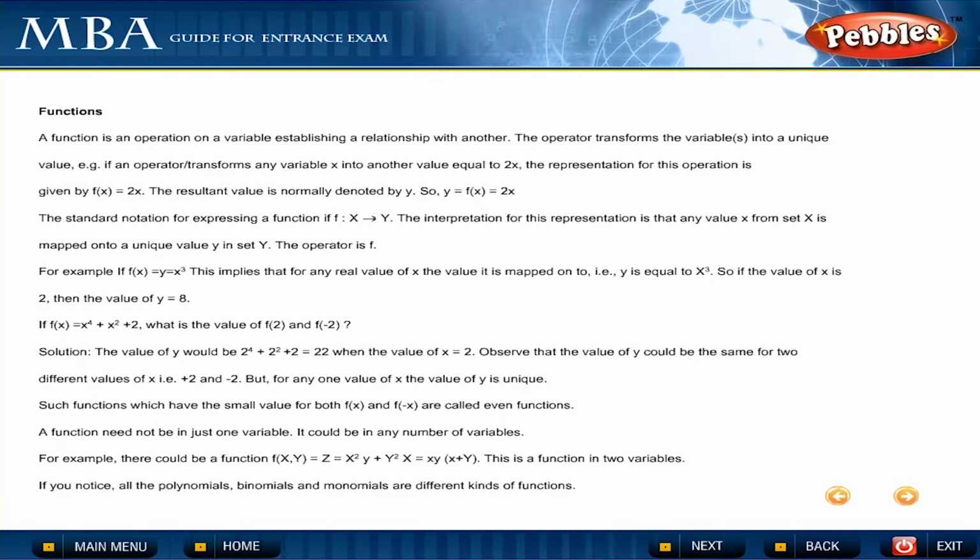A function need not be in just one variable. It could be in any number of variables. For example, there could be a function f(x, y) equal to z, which is equal to x squared y plus y squared x, which is equal to xy(x plus y). This is a function in two variables. If you notice, all the polynomials, binomials and monomials are different kinds of functions.